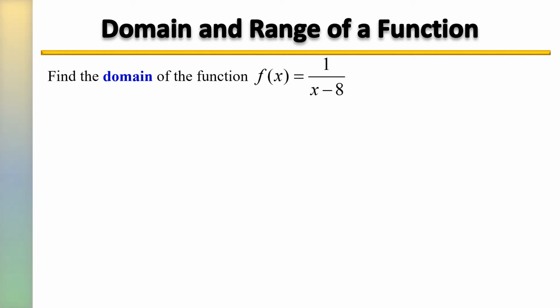In this example, we're asked to find the domain and range of this function, f of x equals 1 over x minus 8. Now notice this is a rational function, and in terms of rational functions, the only restriction that you have is that you cannot have a 0 in the denominator because that would make it undefined. So other than that, you could plug in any number into the domain.